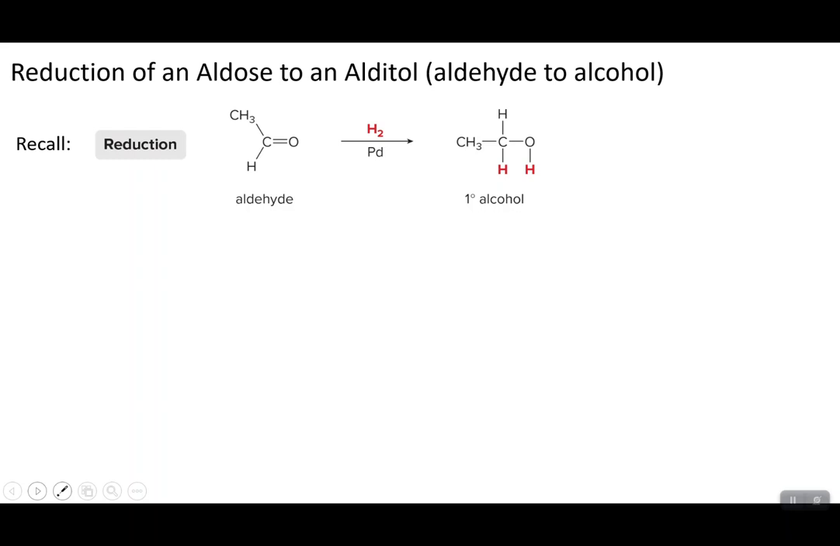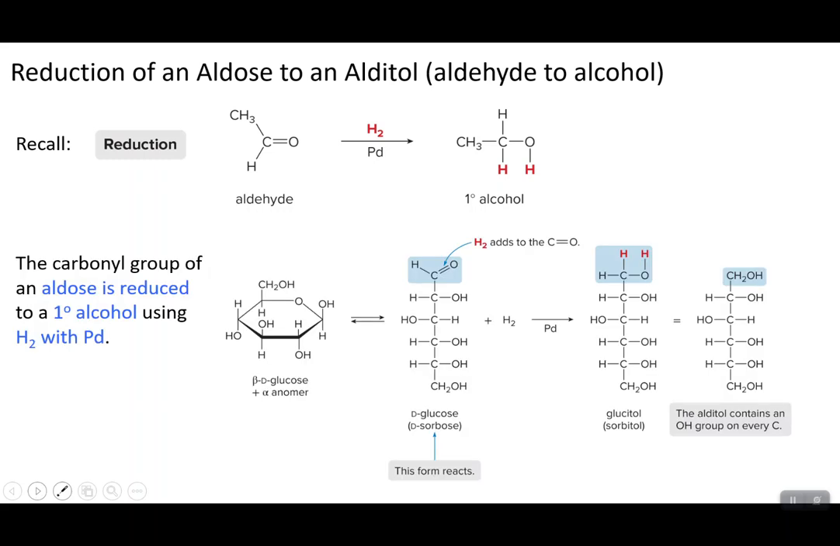So let's recall what a reduction of an aldehyde is. We looked at this when we talked about organic chemistry reactions. Here, we would start with an aldehyde, and then in the presence of hydrogen and a palladium catalyst, the double bond between the carbon and the oxygen would break, and a hydrogen would be added across that double bond. So we would add a hydrogen to the carbon and a hydrogen to the oxygen, and this would produce a primary alcohol. Let's see how this will work in the context of a carbohydrate.